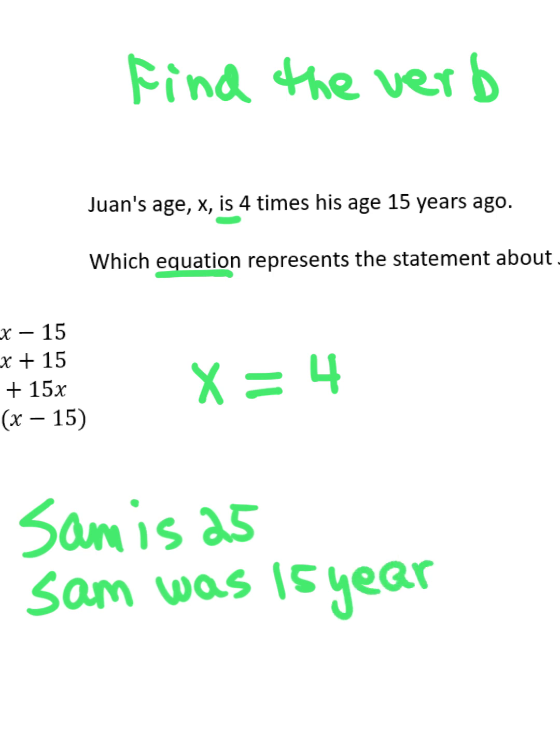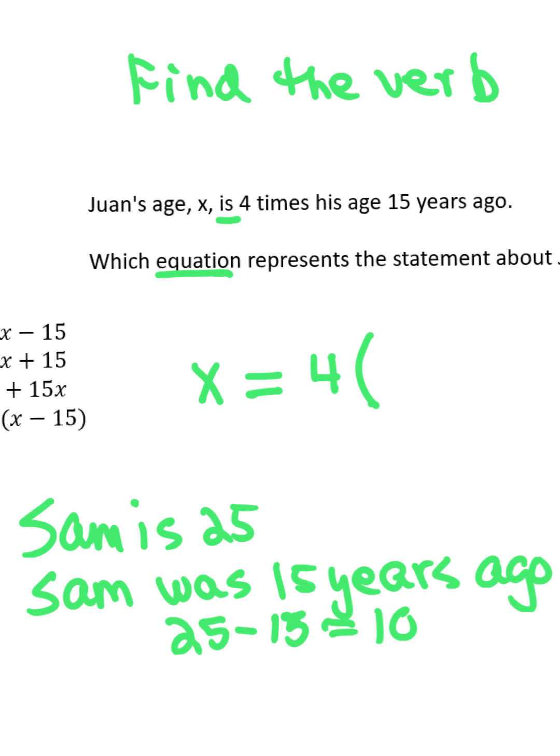To do that, that means that I am going to be subtracting 15 from Sam's age now to get an answer of 10. So I am multiplying 4 times his age 15 years ago, which means that I'm going to be subtracting. So if it's 4 times the difference, it's going to go in parentheses, and his age now is x minus 15 to represent his age 15 years ago, which would be answer D.